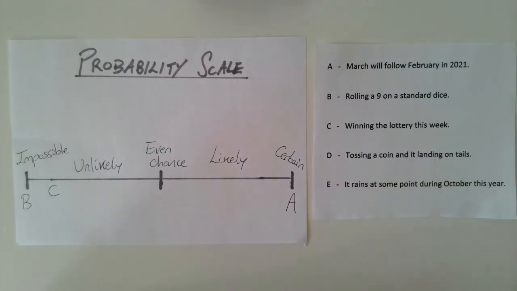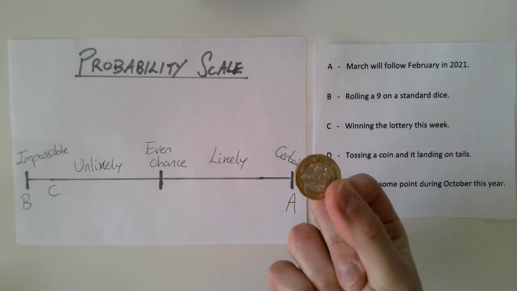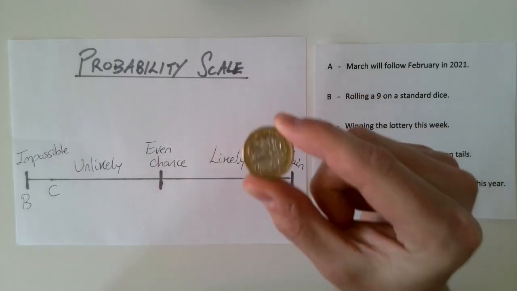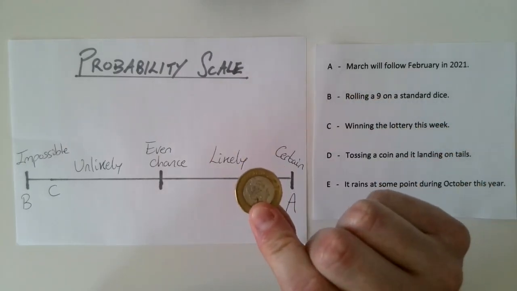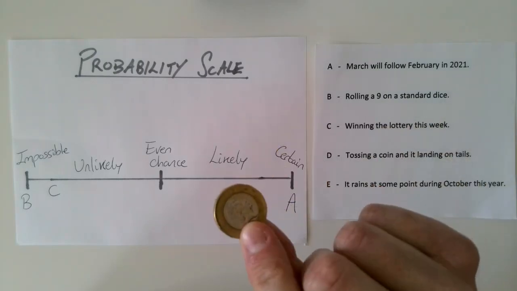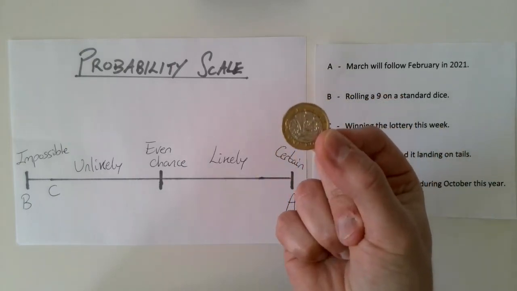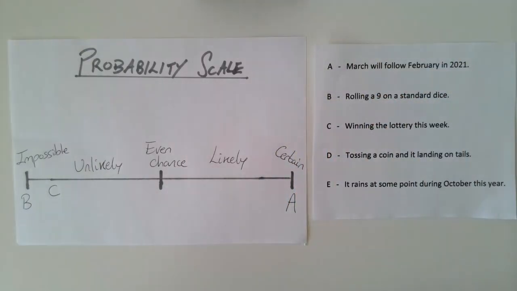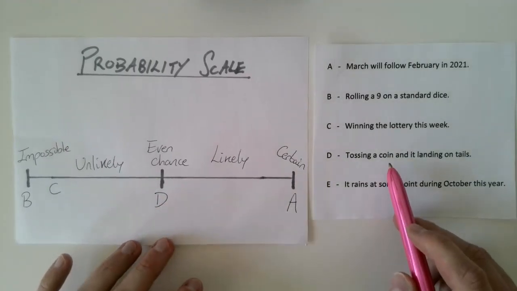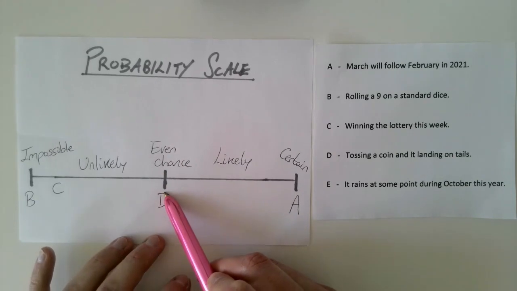Event D, tossing a coin and it landing on tails. Well, on a coin, I've got two options. I've got heads and I've got tails. So if I want it to land on tails, well, there is just as much chance of that happening as it not happening. The only two options are tails or heads. Now, because there are only two options and one of them is tails, I can say that landing on tails, there's an even chance or half a chance of it happening. So that means that event D, tossing a coin and it landing on tails, will have an even chance right in the middle of this probability scale.